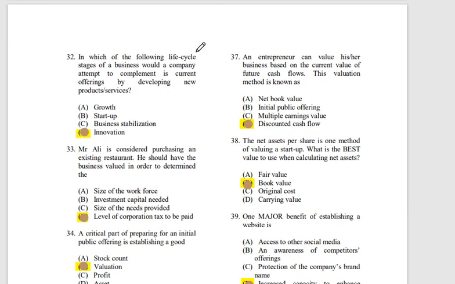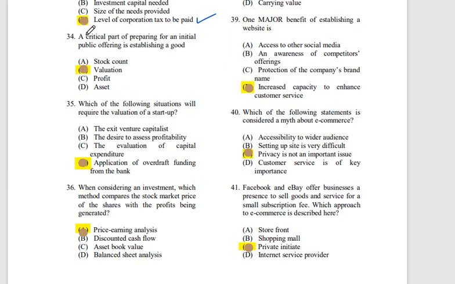32 says in which of the following life cycle stages of a business would a company attempt to complement its current offering by developing new products or services? And that's D. Mr. Ali is considering purchasing an existing restaurant. He should have the business valued in order to determine the level of corporation tax to be paid. 34. A critical part of preparing for an initial public offering is establishing a good valuation.